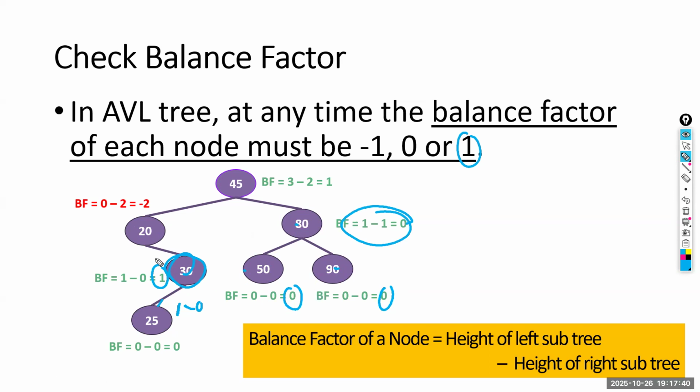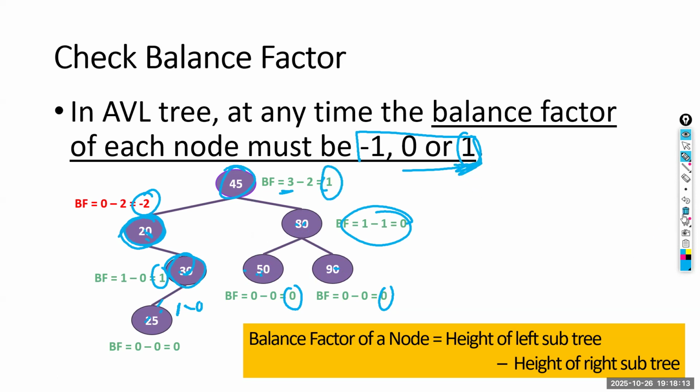Okay. But what about this? Height of the left subtree is 1, 2. Height of the right subtree is 2. Height of the left subtree is 0. 0 minus 2 is -2. -2 is outside this range. So that means we have a violation here. Here there is no violation because height of the left subtree is 1, 2, 3. Height of the right subtree is 1, 2. 3 minus 2 is 1. 1 is okay.